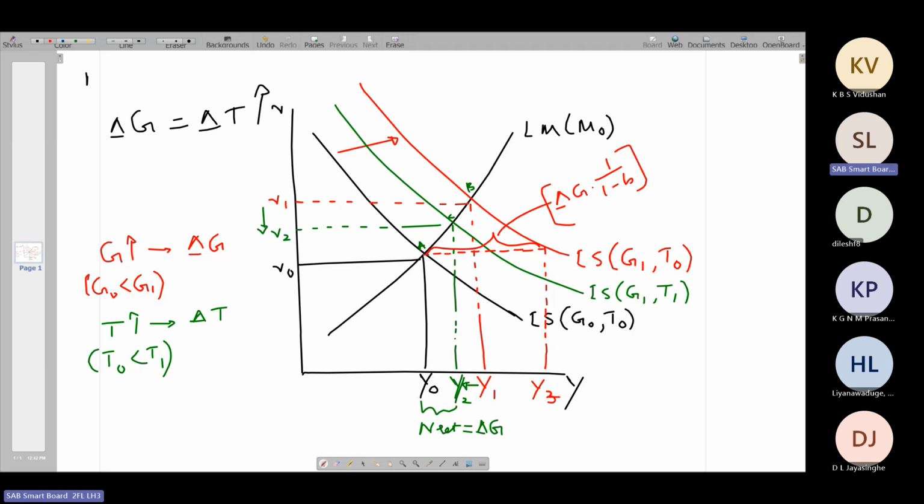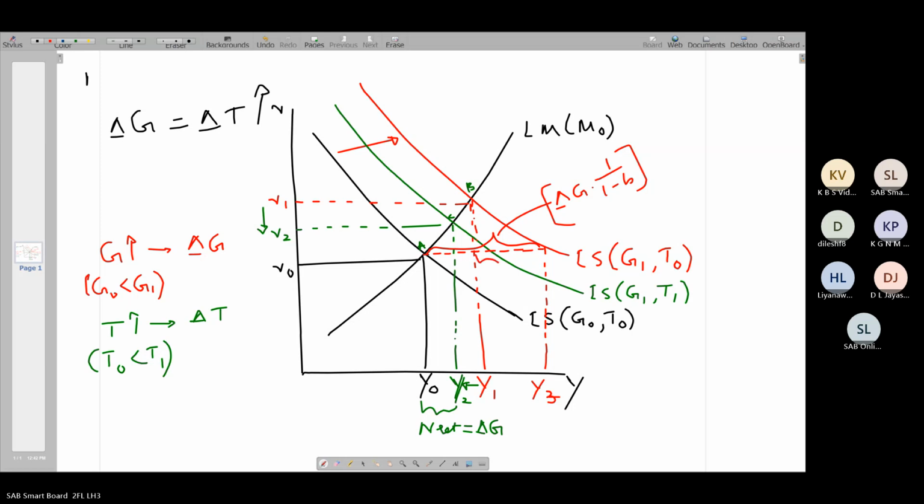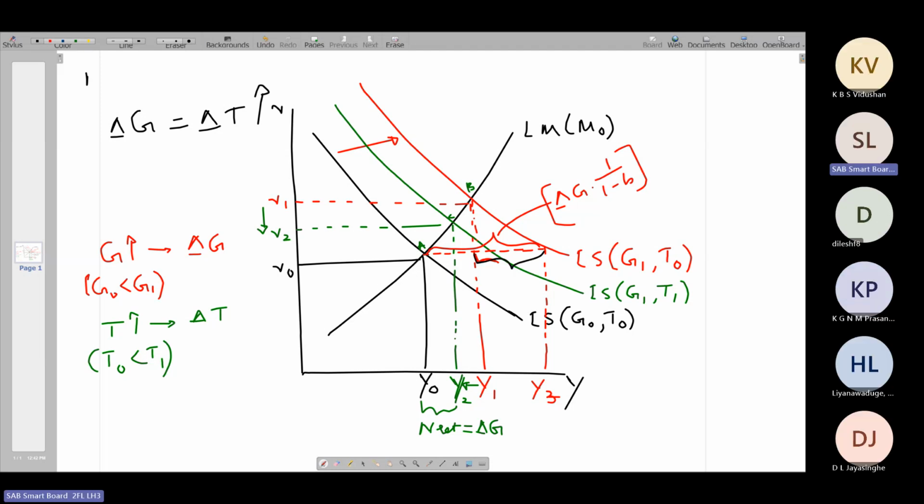Now, due to raising the taxes, what happened? Now this is the tax effect. Due to raising the taxes, income decreases from Y3 to Y2, right?